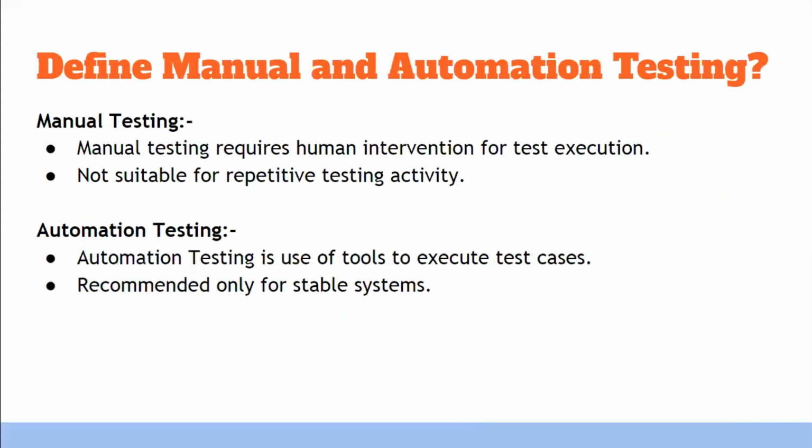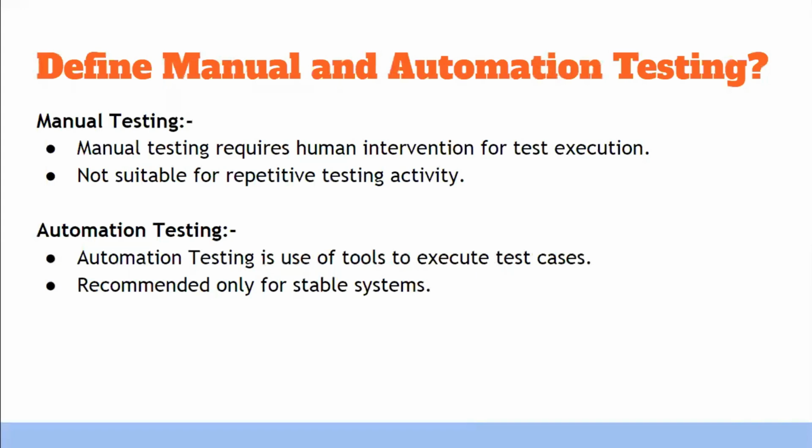Define manual and automation testing. Manual testing is the one where a human being is needed to perform testing. In automation testing, you will write the script and your machine will automatically run it and you will get the final output.